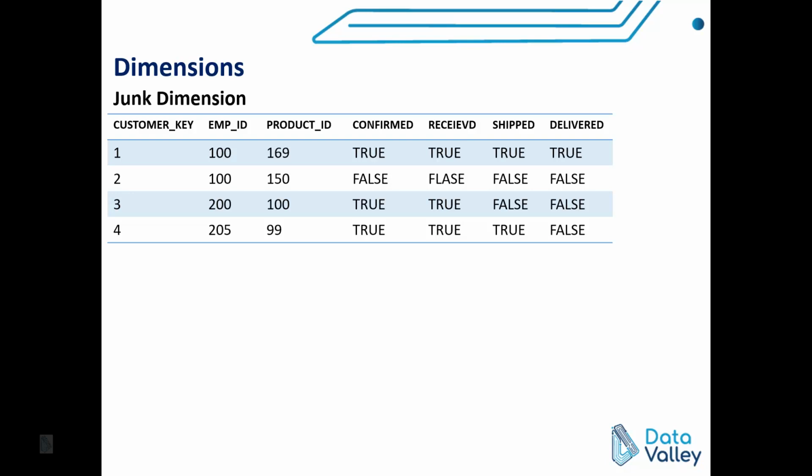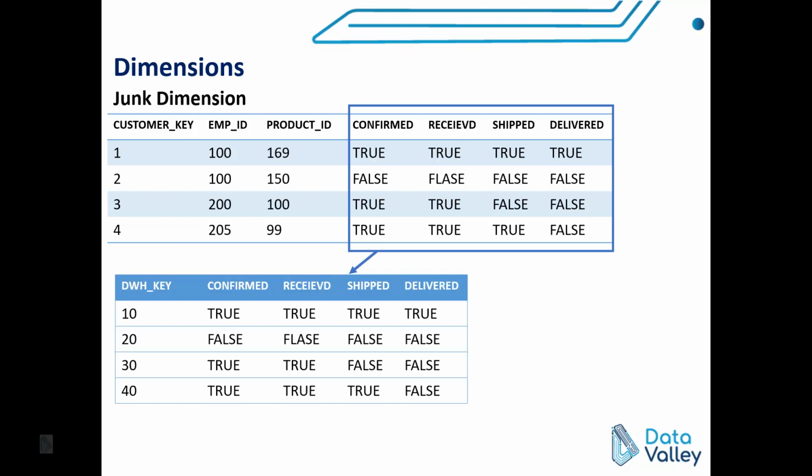So in this case, as we know all possible combinations of the four flags, or even if you have more than four flags and you know all possible combinations between all of these flags, we can take all of these flags and put them in a separate dimension, and we call it a junk dimension. And each possible combination, we will give it a unique ID. In this example, we call it data warehouse key, which should be unique for every single combination.